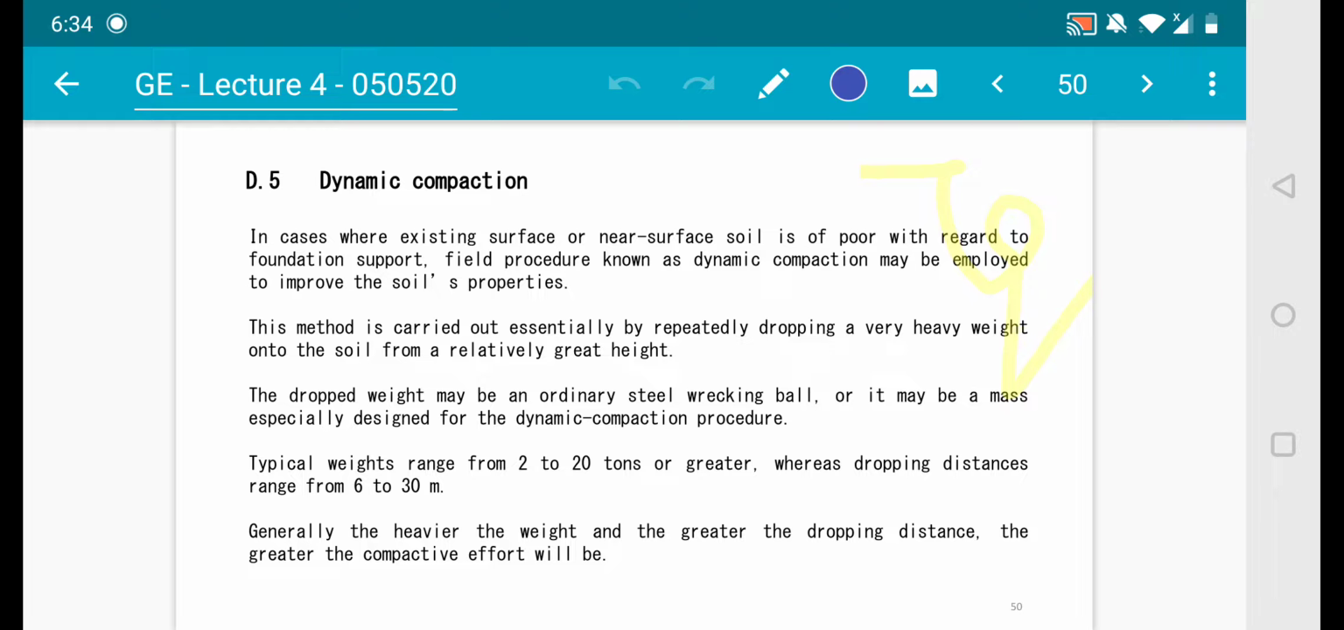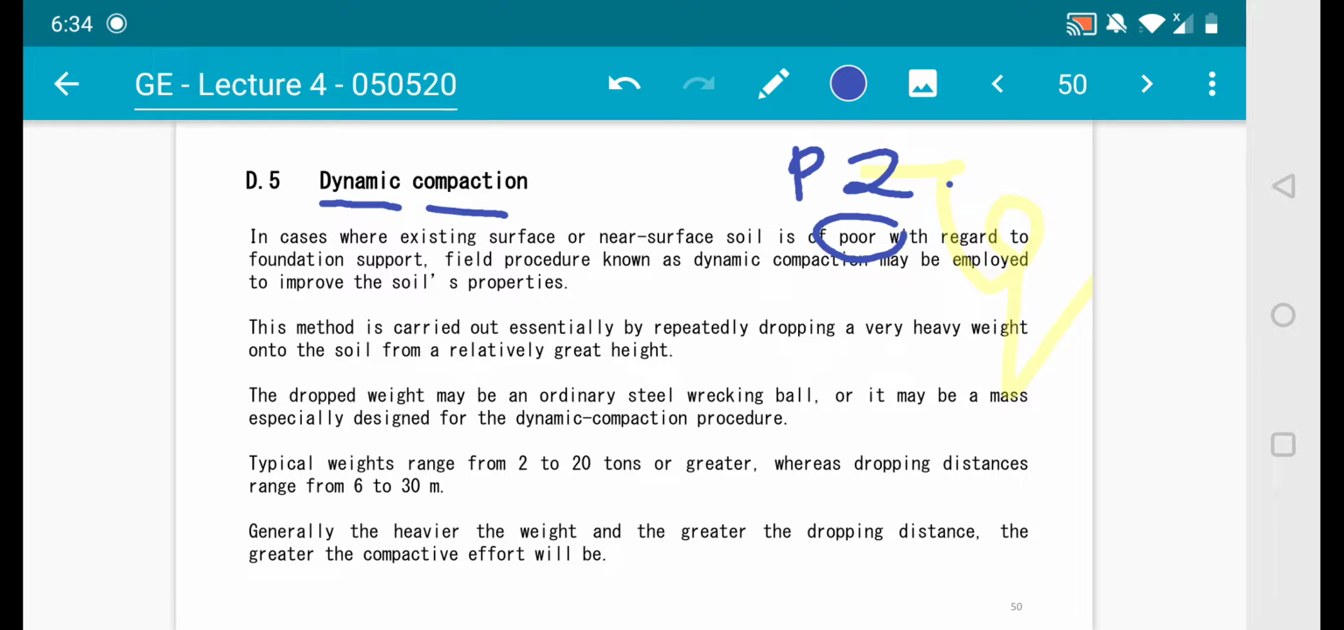We're going to be continuing with chapter number 4, part number 2. Now let's look at subtopic D5 on dynamic compaction. In cases where existing surface or near surface soil is poor with regard to foundation support, a field procedure known as dynamic compaction may be employed to improve the soil's properties.